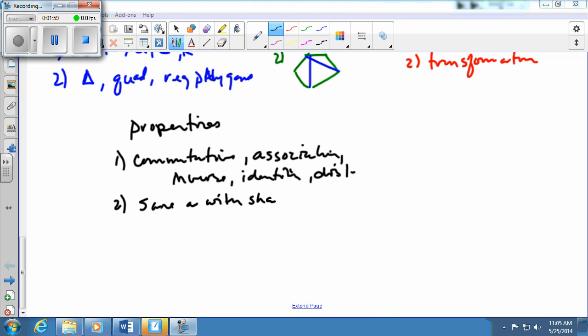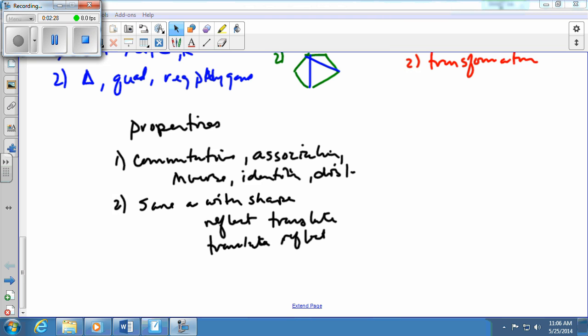So what we'll do is we look at those composition of transformations. So I might reflect and then translate, or I might translate and then reflect. So what we want to say is that would be my commutative property. Translate, reflect, or reflect, translate. Would I get the same shape?